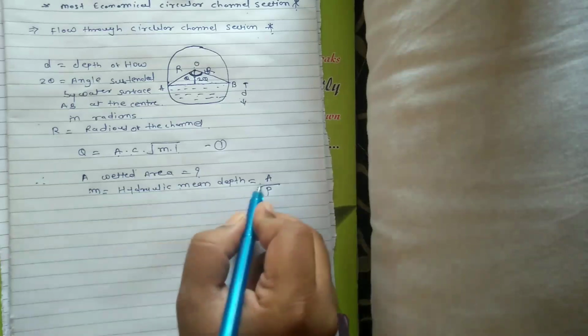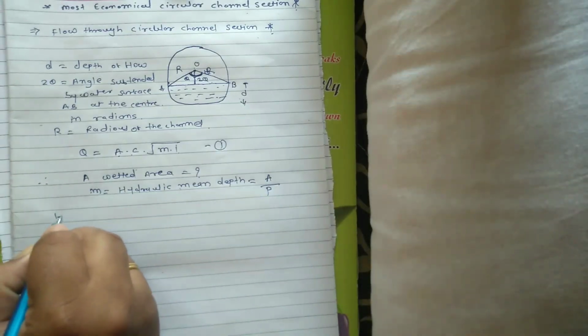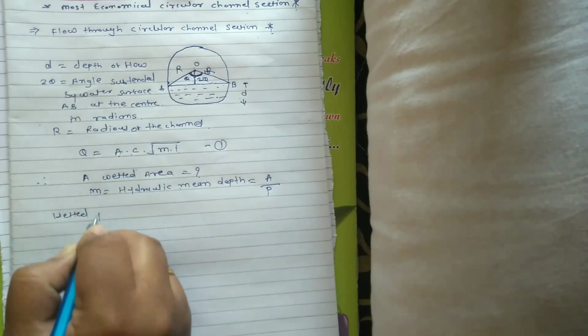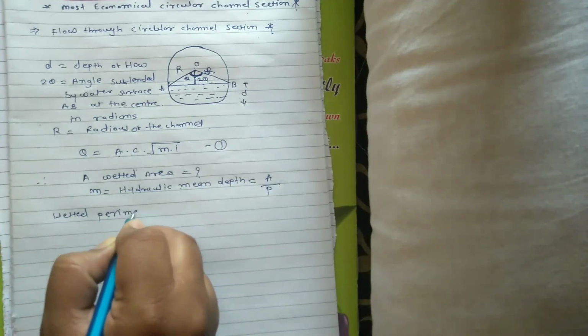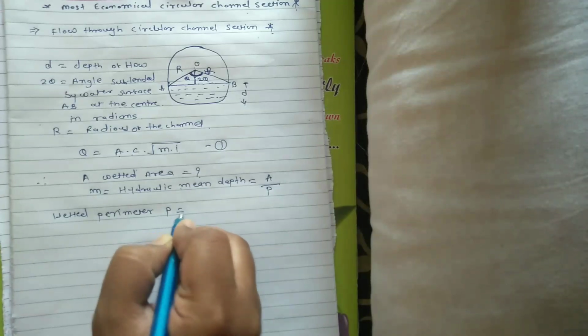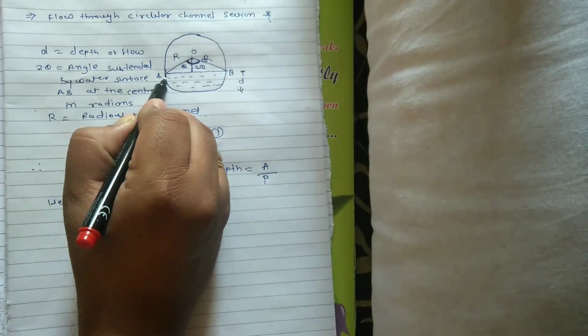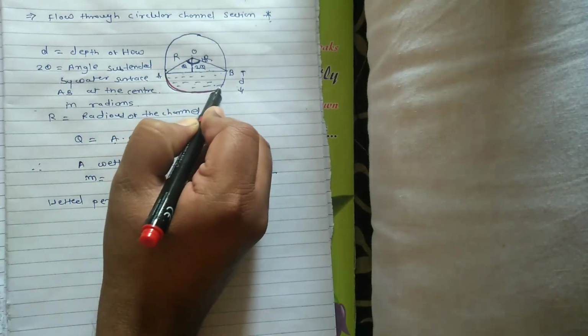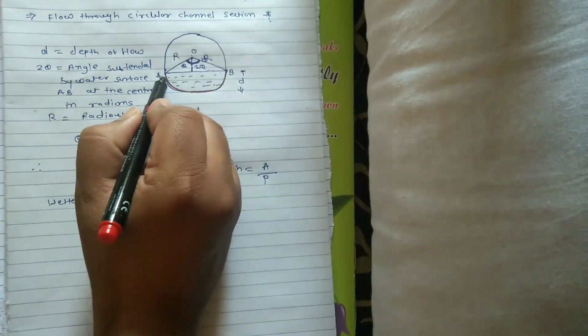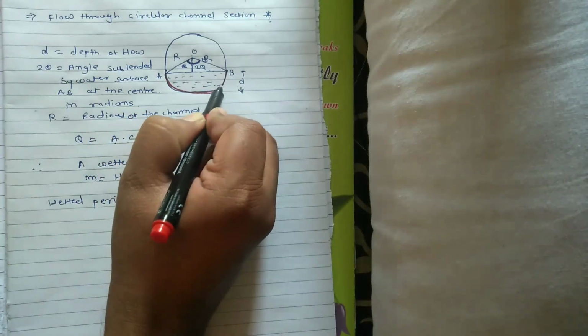So first of all, find this weighted perimeter. So what is the weighted perimeter? Weighted perimeter, which is denoted by P, right? Now just see that figure or diagram. I will use a different color so that you will understand easily. So this is nothing but your weighted perimeter. So this one, right? Now if you observe, that is nothing but the length of arc AB.